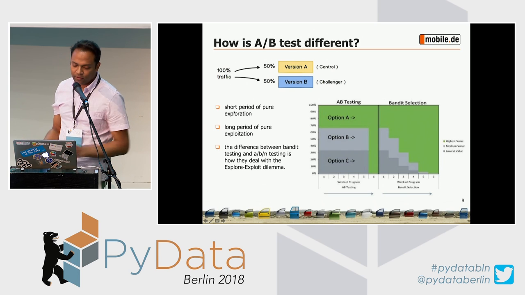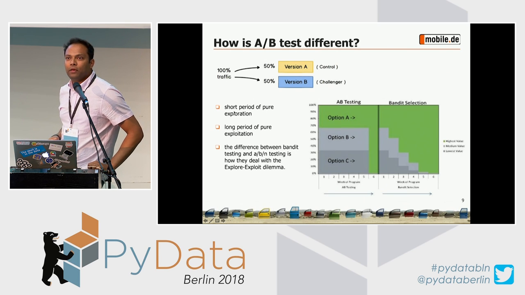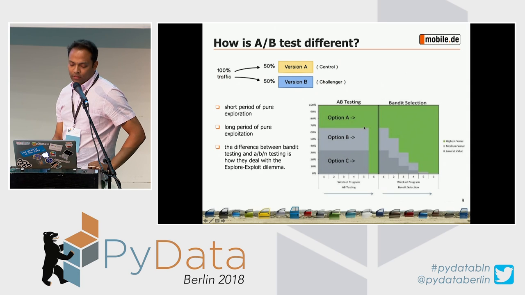Just to keep some points at the back of your mind: a short period of exploration, as I mentioned with the explore and exploit dilemma. A-B testing has an extremely short period of exploration because they are not really exploring all the options together. You look into all three for a very short time, but you exploit for a long time once you have it: option A is the way to go.